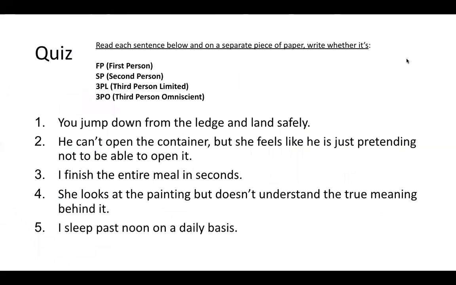So here we have a quiz. You're going to read each sentence below, and on a separate piece of paper, you're going to write whether it's first person, second person, third person limited, or third person omniscient. Feel free to use the abbreviations I have provided next to the sentence. When you're done, don't forget to press play on the video to keep going.